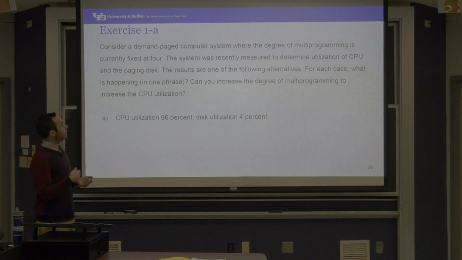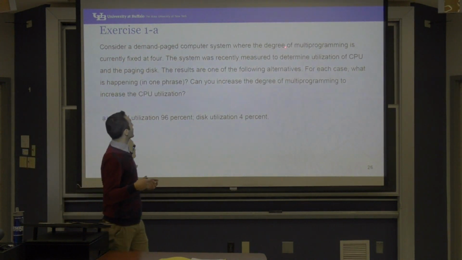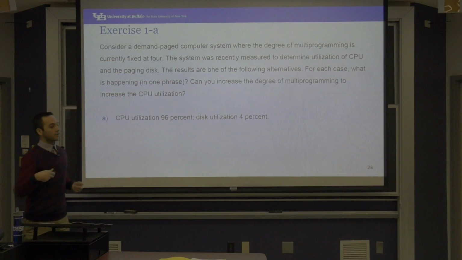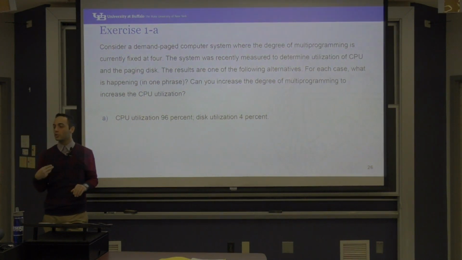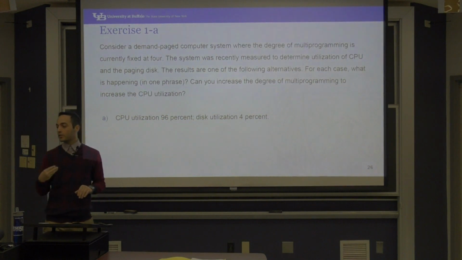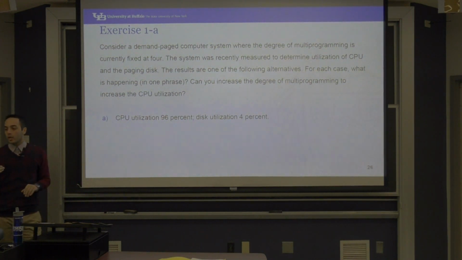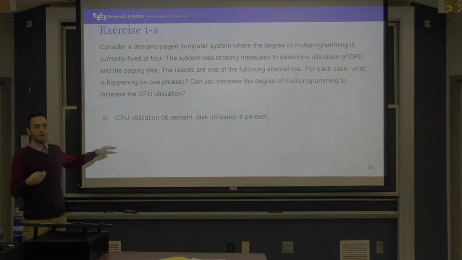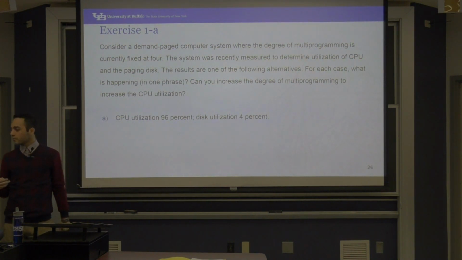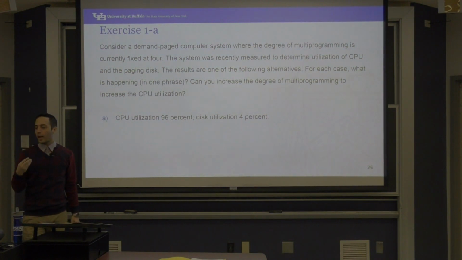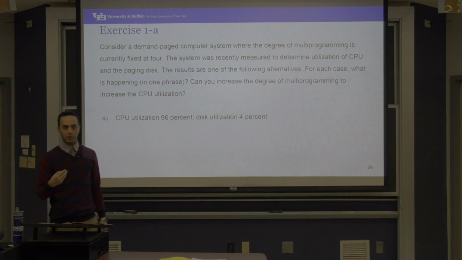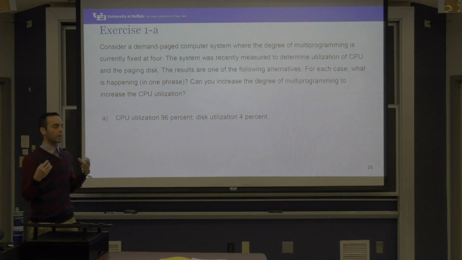So, consider a demand paging computer where the degree of multiprogramming is currently fixed at 4. That number doesn't matter here. The system was recently measured to determine utilization of the CPU and the paging disk. Now the results are one of the following alternatives. We have A, B, and C. And for each case, what is happening, and can you increase the degree of multiprogramming to increase the CPU utilization? This is what the operating system has to decide.